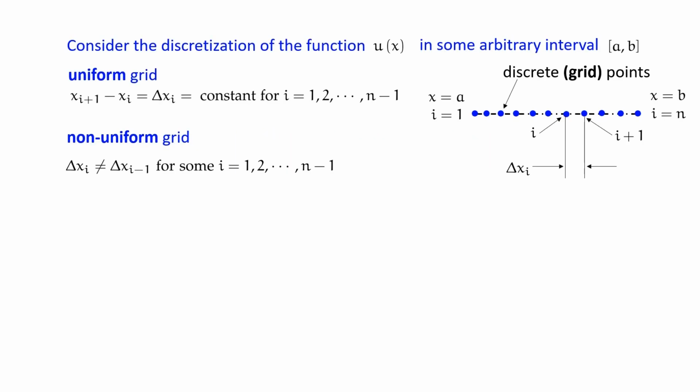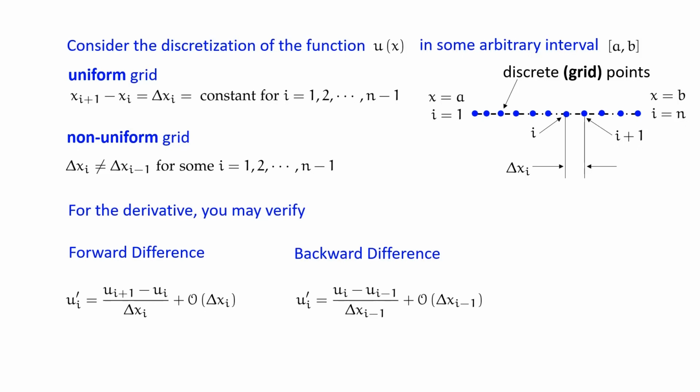Once again, consider our function u(x) in a certain arbitrary interval [a, b]. If the grid is uniform, then x_{i+1} minus x_i equals delta x_i, which is a constant irrespective of i. While if the grid is non-uniform, then for at least one i, this delta x_i is not equal to delta x_{i-1}.